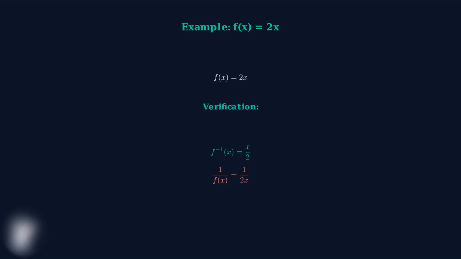Let's verify this with a specific value. If we input 4 into our original function, we get f of 4 equals 8. The inverse function should give us back 4 when we input 8. Let's check. F inverse of 8 equals 8 over 2 equals 4. Perfect. But the reciprocal gives us 1 over 8, which is completely different.